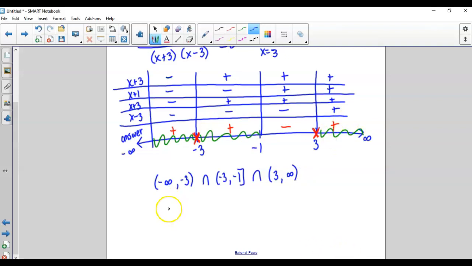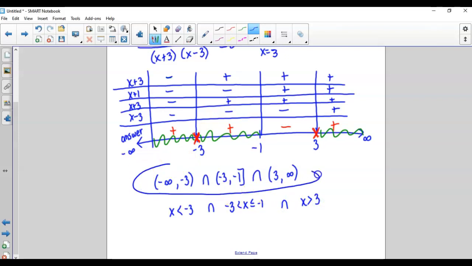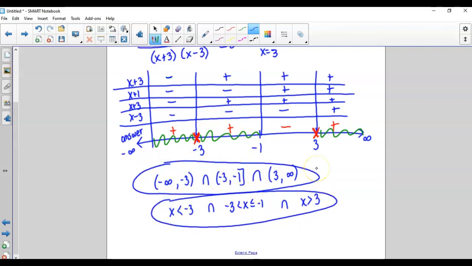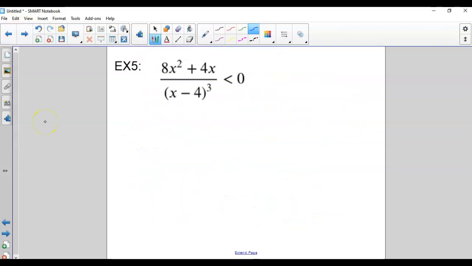The other way I can write is I could say x is less than negative 3, and negative 3 is less than x, less than or equal to negative 1, and x is greater than 3. You could write it either way here as your answer. I think interval notation is a little bit easier on these, but you may not. All right, let's do one more just to see that we've got this.